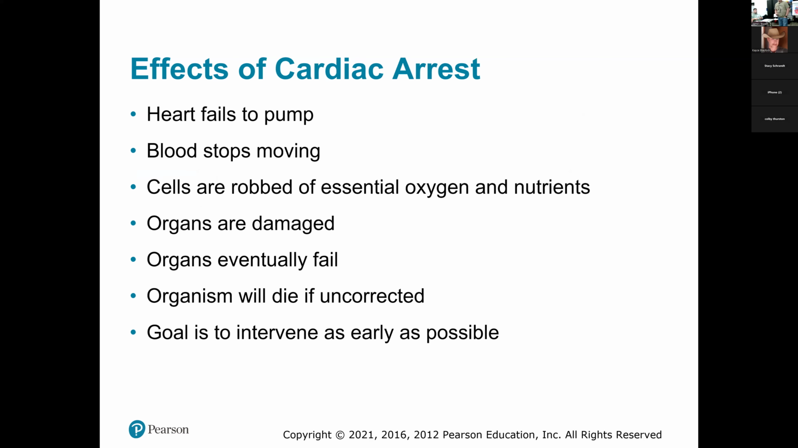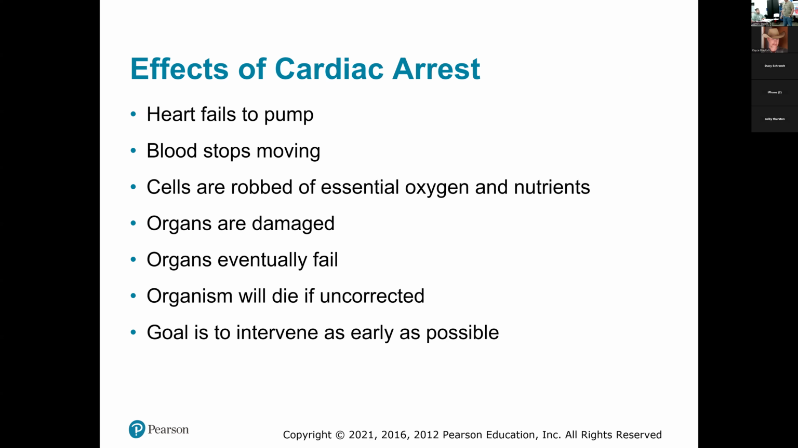Heart fails to pump, blood stops moving, cells are robbed of their essential oxygen and nutrients. What are the two things that the cell needs to create ATP? Glucose and oxygen. So if it's not getting the oxygen, it's not getting the glucose, cells are going to start dying, organs become damaged, eventually they'll fail. The organism will die if uncorrected.